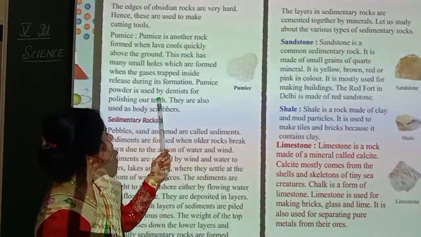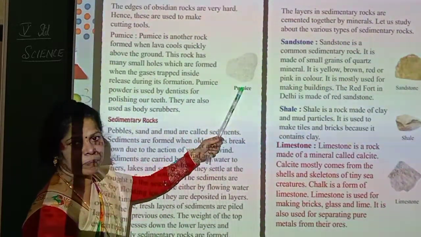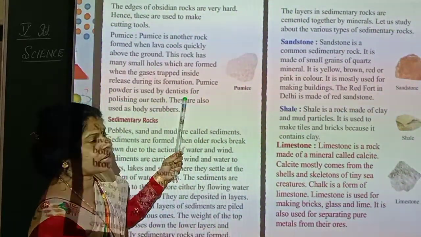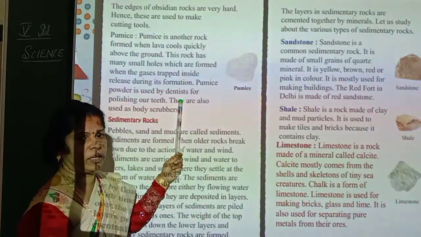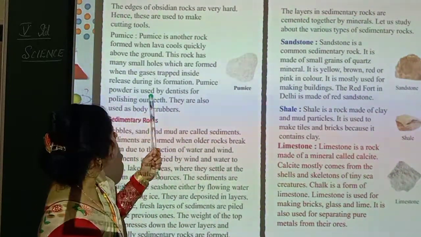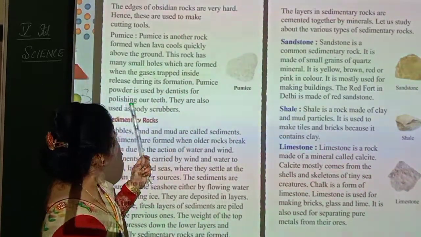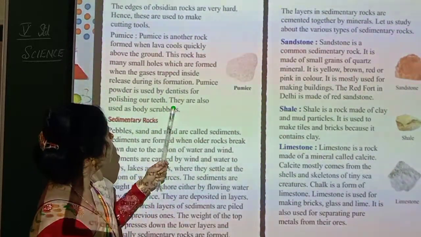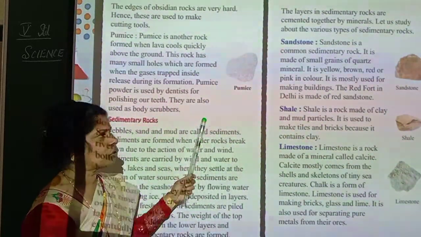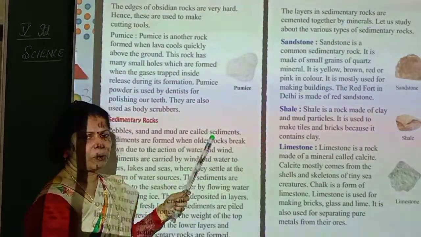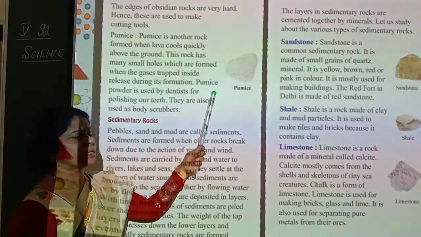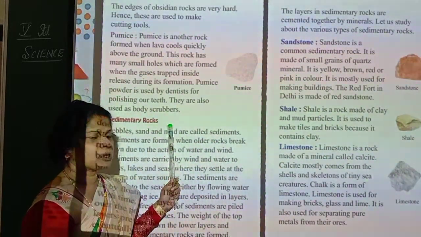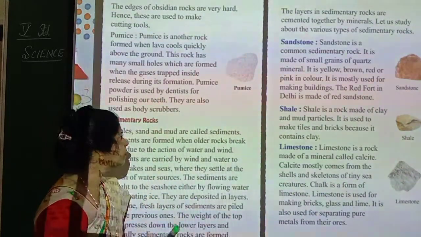Pumice powder is used by dentists. They make these rocks into powder, and that powder is used by dentists. Dentists are the doctors who take care of the teeth. This powder is used by dentists for polishing our teeth. They are also used as body scrubbers. I told you, like soapstones. Now we use some scrubbers like that. This pumice stone is also used for scrubbing the body.